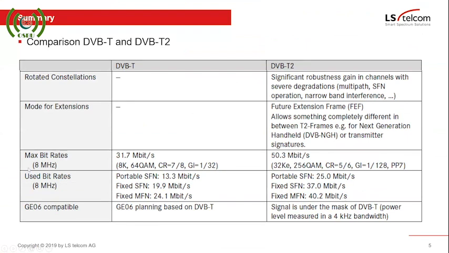Okay, then rotated constellation, which gives you a specific amplitude and direction, is not available in T1, but it's available in T2. And then more extensions are available in T2. If you look at the maximum bit rate, yes, you can get to 31.7 megabits per second in T1, but in T2 you can go up to 50.3 theoretically.